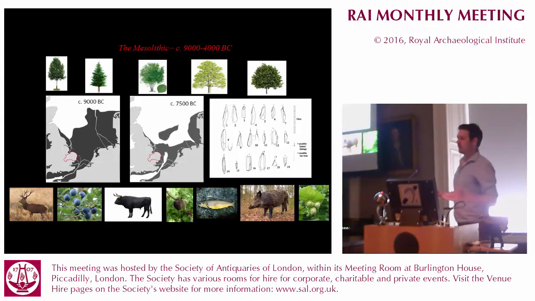The Mesolithic is synonymous with distinctive flint working techniques, and in particular the production of little microliths, which we interpret as inserts into composite tools, hunting equipment and such like. And of course these hunter-gatherers were subsisting on a wide range of wild resources, wild plant resources and animal resources.